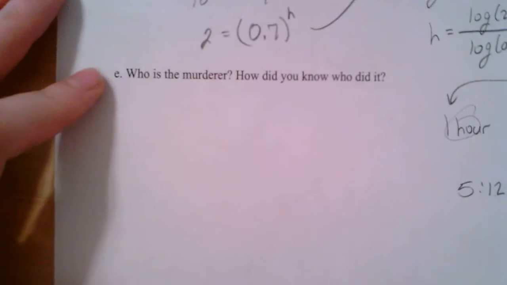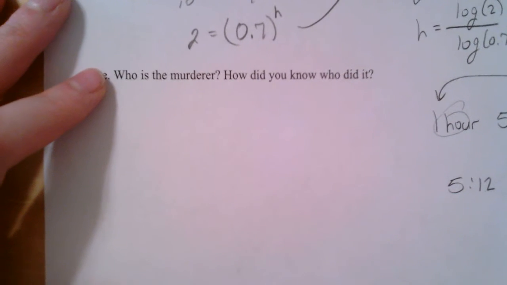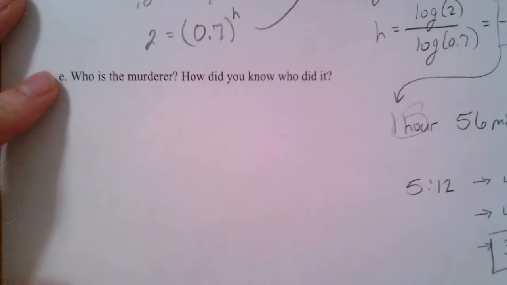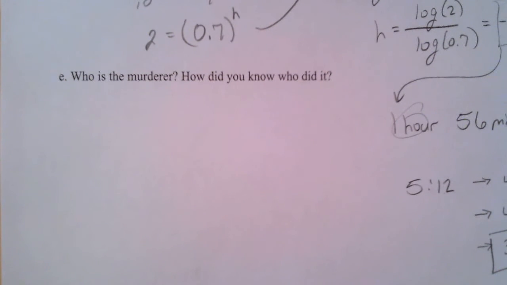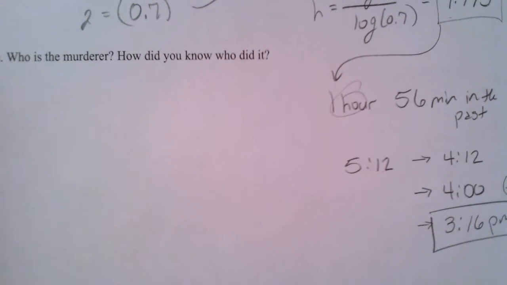All right. Who is the murderer? And how did you know who did it? So now we gotta really think critically about who might have murdered him. And I want you to pause the video and actually think about that for yourself for a moment. How would you decide who killed Dr. Deadman? He was killed at 3:16. See if you can figure it out.